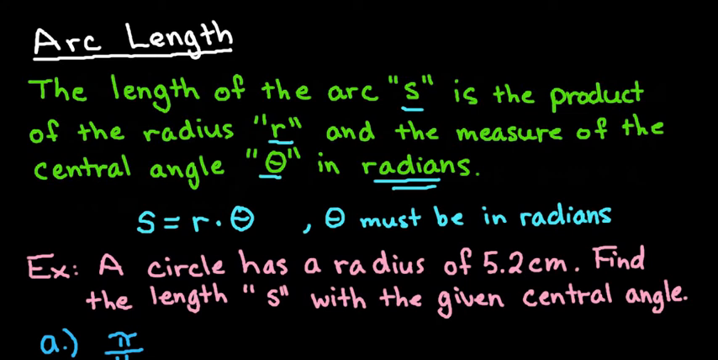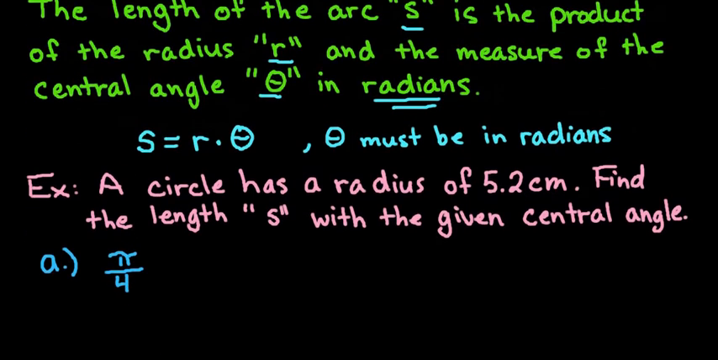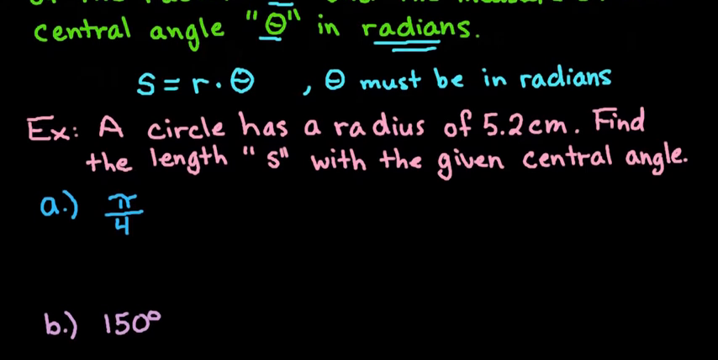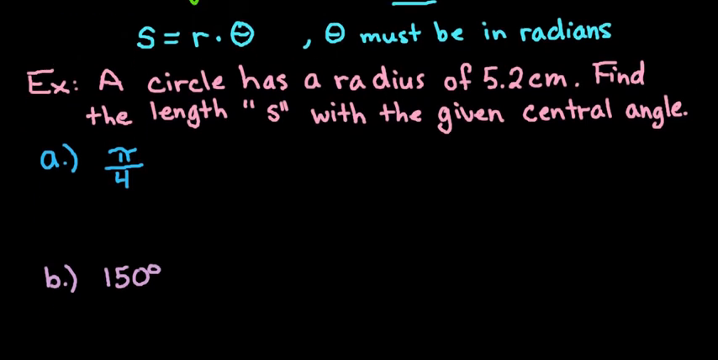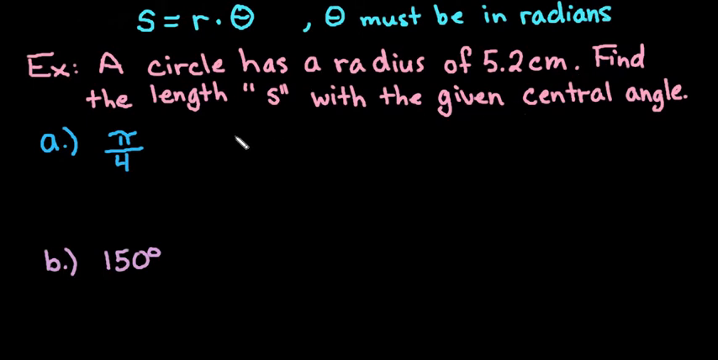So it's a very simple process. All you have to do is multiply the radius times the central angle, but you do have to make sure that the angle is in radians. If it's not, you have to convert it first. So let's get started on an example.